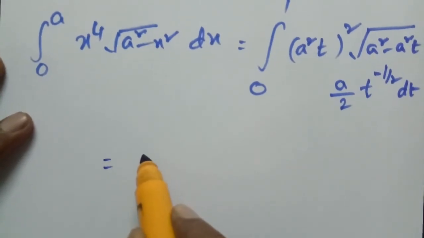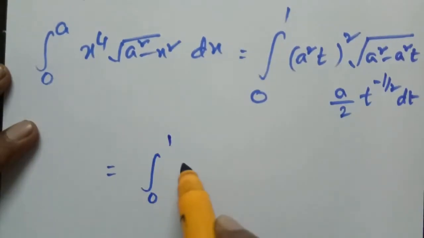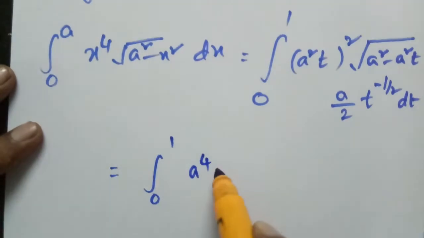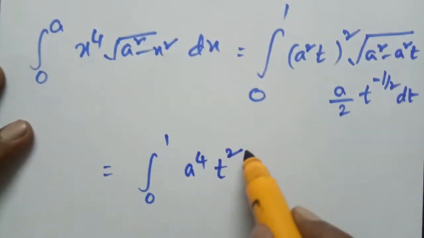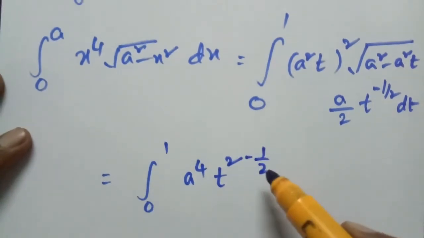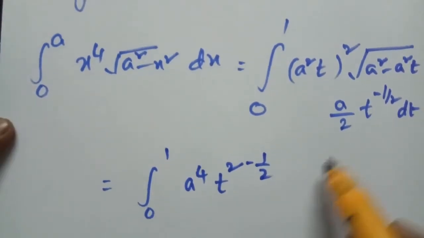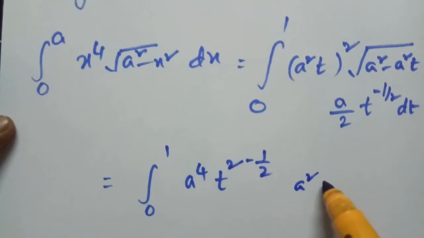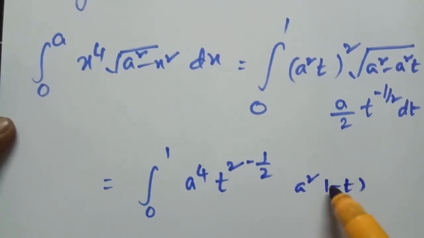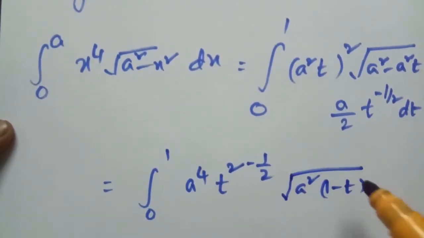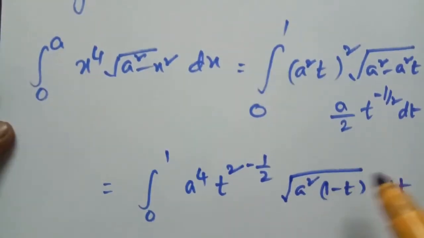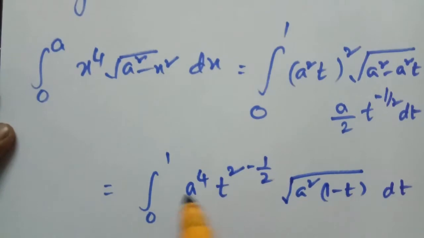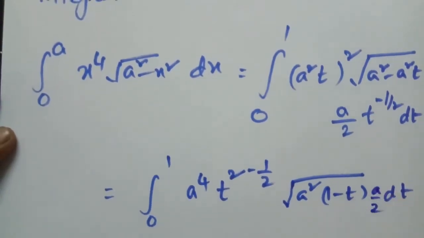This is equal to integral 0 to 1 a to the power of 4 into t square into t to the power of minus 1 by 2. So the bases are equal, we are adding the powers. a square is a common factor in the square root, so 1 minus t into square root of dt. Already a by 2 is there, so that is a by 2.